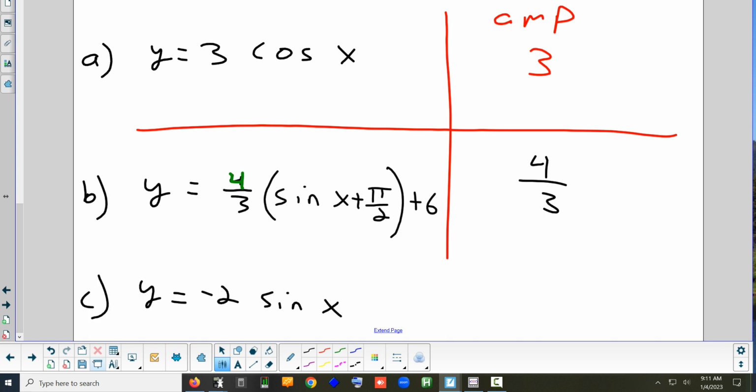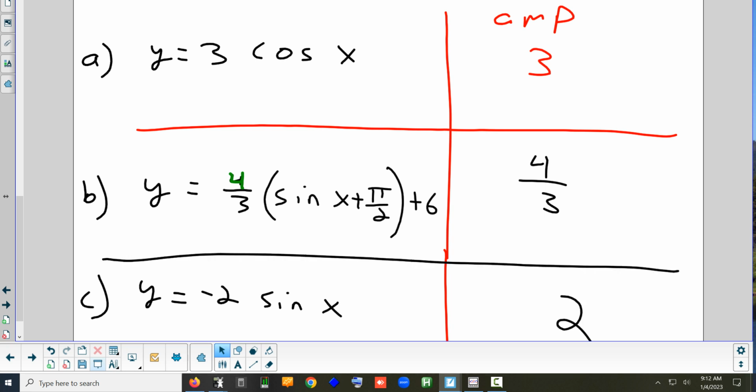Okay, how about this one? -2 sine x. My amplitude would be 2. Yep. That one would be 2. What if I did this? What's my amplitude now? Yep. 2. Still 2. What if I shifted it up 4? What's the amplitude now? Yep. Still 2. The only number that would affect the amplitude is if I changed this one, the 2. Nothing else I did there made a difference. That's what it was originally.